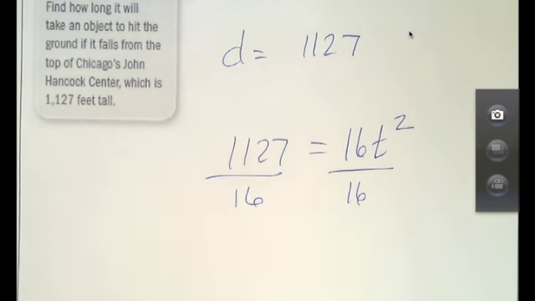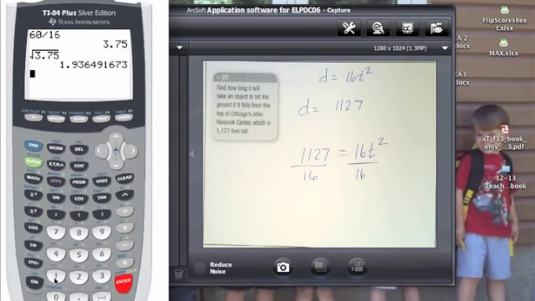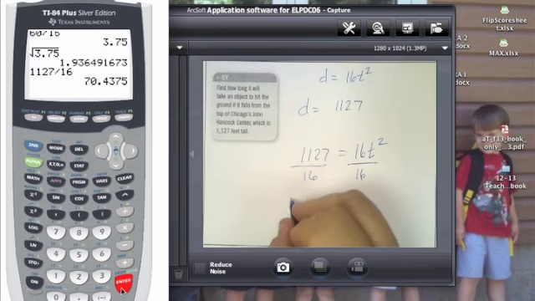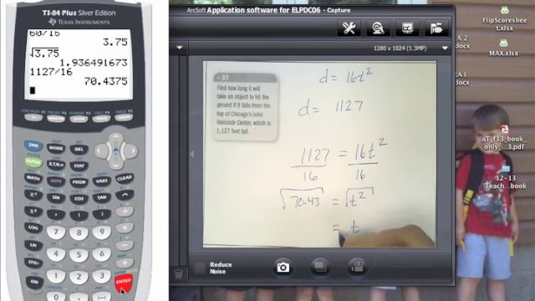First thing I have to do, divide by 16. Divide by 16. For those of you that don't know what that is, 1,127 divided by 16 gives me 70.43. I normally always just round to the second decimal. Okay? Take the square root.